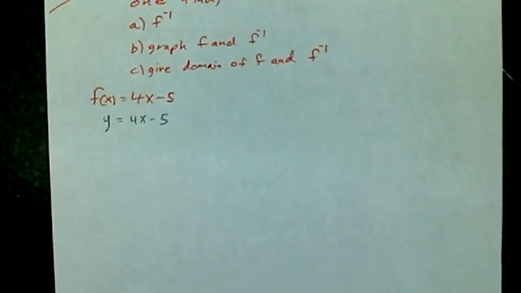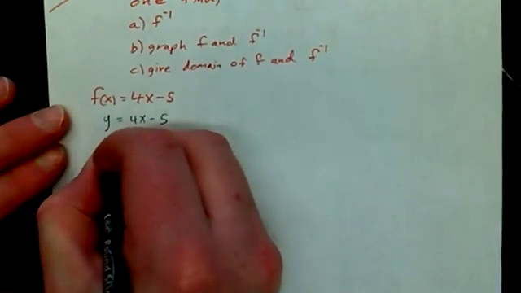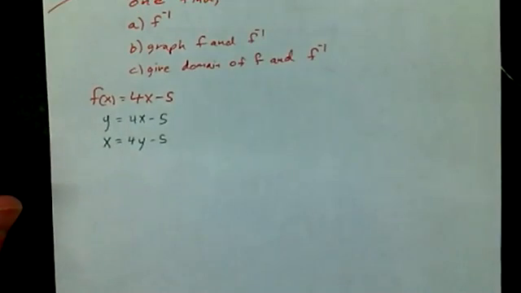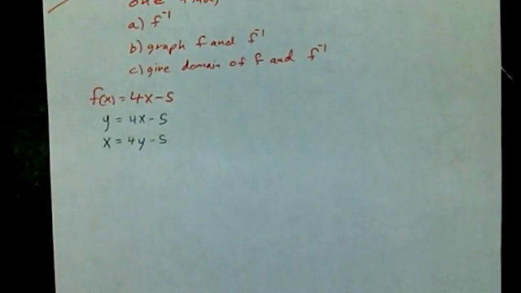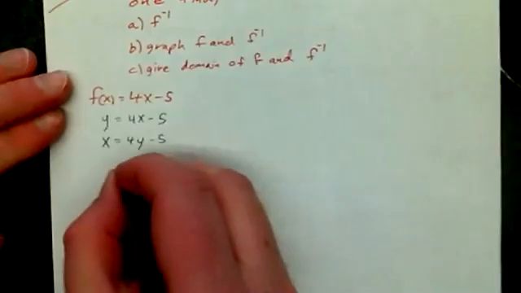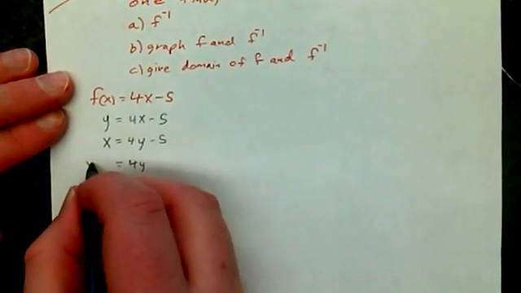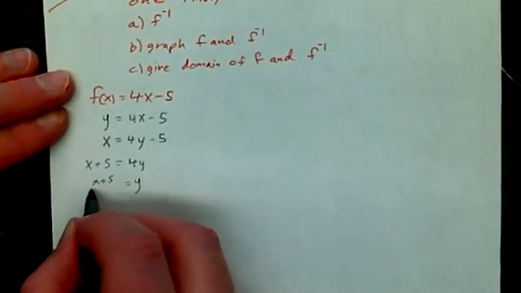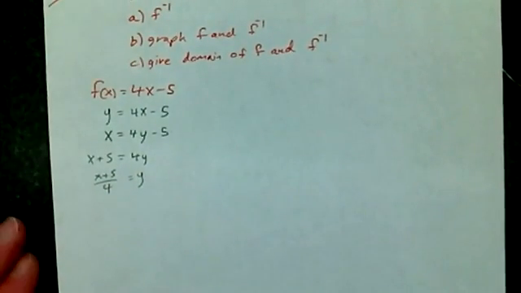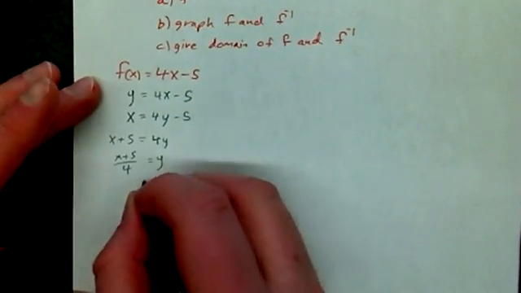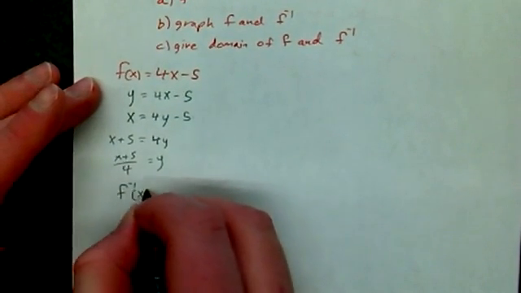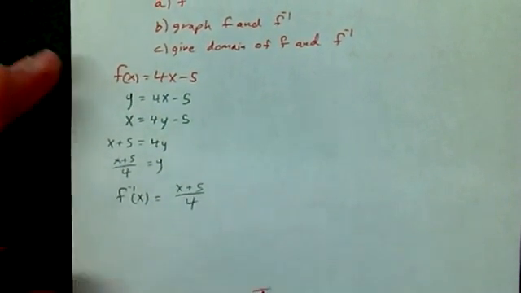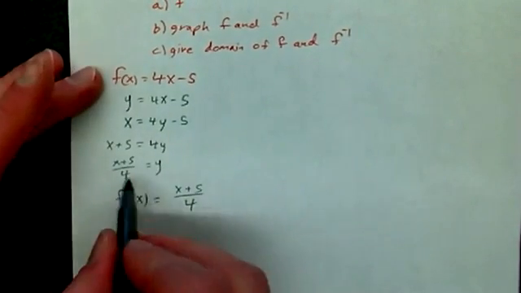Now here's where the switching of the x's and y's comes in. I'm literally going to switch the x's and the y's at this point, right? So notice how I got from here to here. From here, I'm just going to resolve for y. So that means that 4y equals x plus 5, or y equals (x plus 5) over 4. That is my inverse function. So in the very end, I'm just going to write it using the inverse notation: (x plus 5) over 4. So there's part A right there.